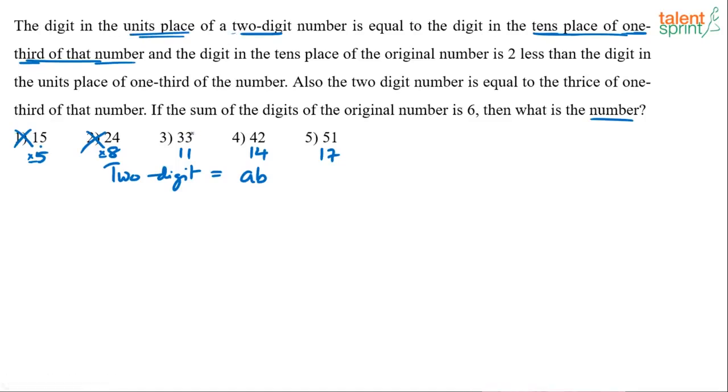What is the digit in the units place here? 3. What is the digit in the tens place of one-third of the number? 1. Can this be the answer? No. What is the digit in the units place here? 2. What is the digit in the tens place of one-third of the number? 1. Can this be the answer? No. Because it says these two should be the same.